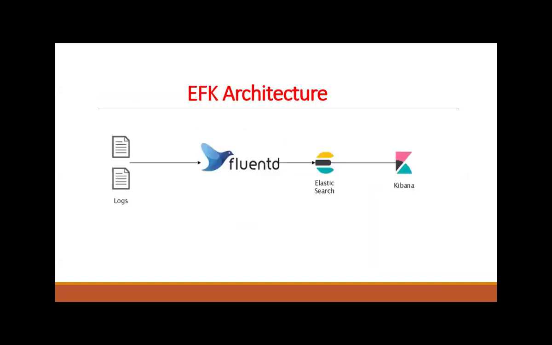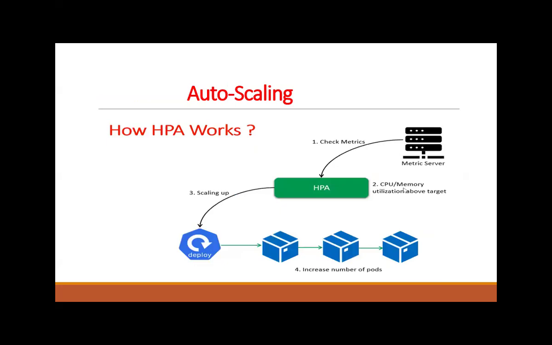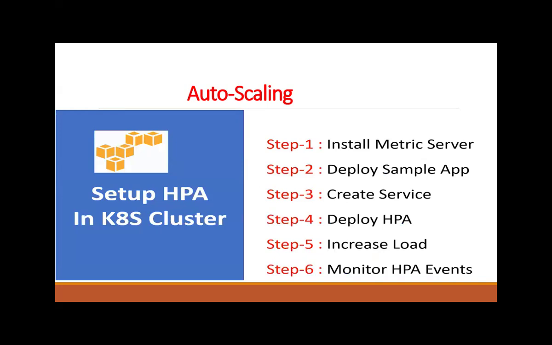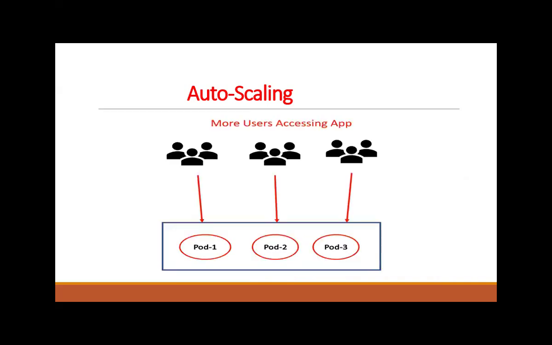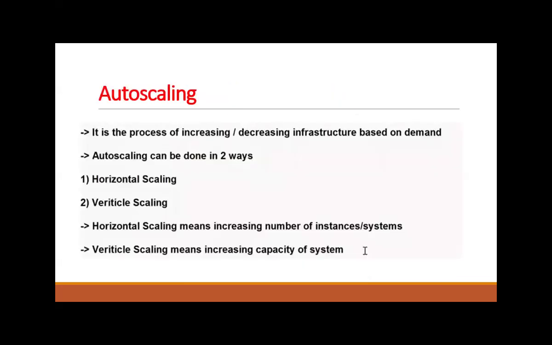Kubernetes. Okay, Fluent Bit is also similar. Auto scaling is a way of automatically scaling up or scaling down the number of compute resources allocated to your application based on demand. So auto scaling, HPA, how HPA works: install metrics server, deploy sample app, create a service, deploy HPA, increase the load, monitor HPA. Auto scaling is the process of increasing or decreasing infrastructure based on demand.